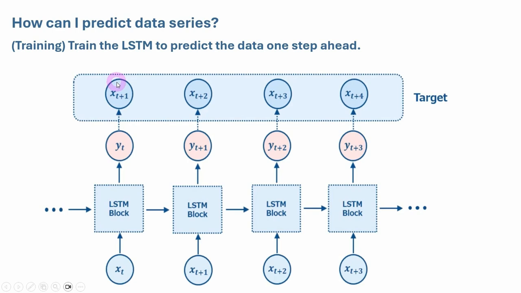Now, once we've successfully trained the network, what can we do with it? We can feed it a sequence of past data, and it will start predicting the future values, step by step. We can use it to forecast chickenpox cases or any other time series beyond the training data. That's the power of LSTM for series prediction.